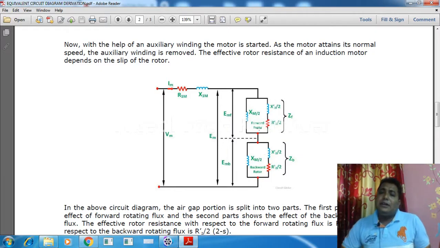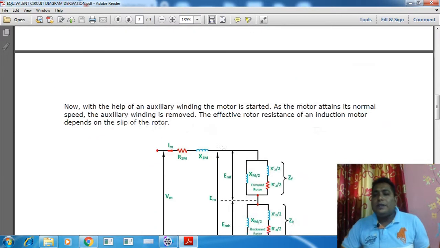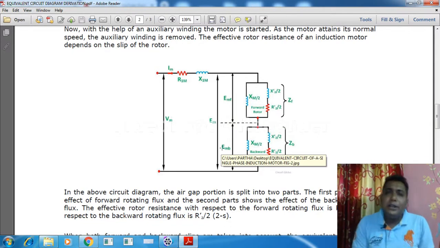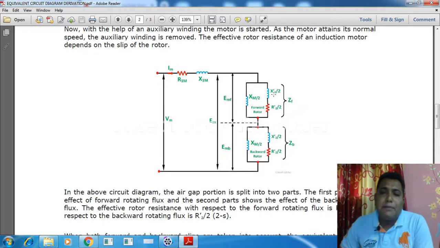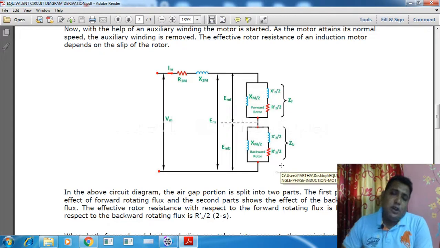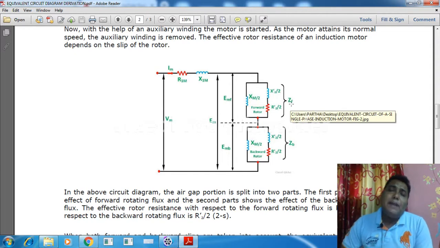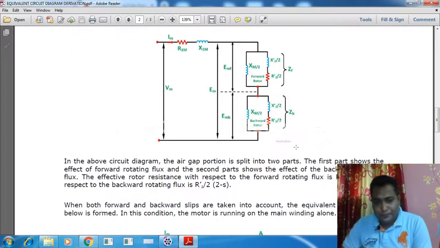Now, what are the other components? That is the standstill rotor referred to the main winding: the rotor resistance and rotor reactance, R2 bar and X2 bar. Both are again divided by half, so X2 bar by 2 and R2 bar by 2. In the backward path also we have X2 bar by 2 and R2 bar by 2. So ZF means the total impedance in the forward path, and ZB means the total impedance in the backward path.